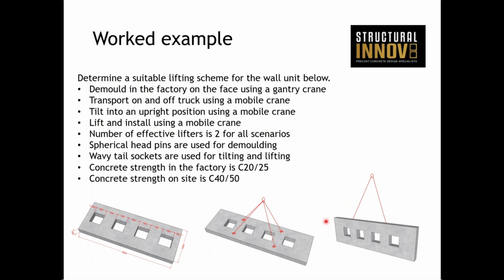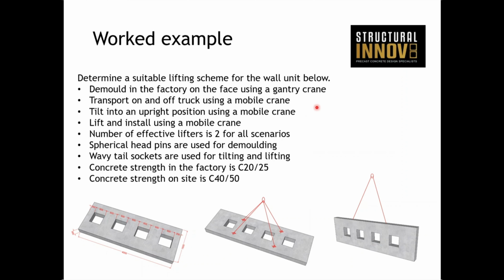So now moving on to a worked example that we have here. Essentially, this is a wall panel for an industrial facility. It has large openings in it to allow M&E services to go through. It's 4 meters long, 1.5 meters high, with a number of 500 by 500 openings. And essentially, what we're doing here is casting it on the flat in the factory. It's going to be demolded in the factory, put into storage, transported to site on the flat, tilted up into an upright position on site, and then lifted finally into its final location.